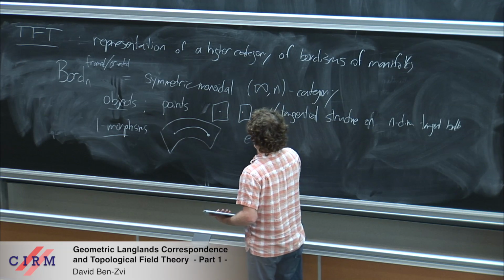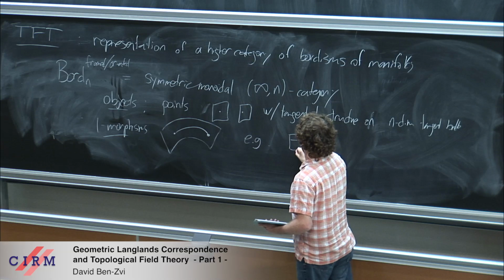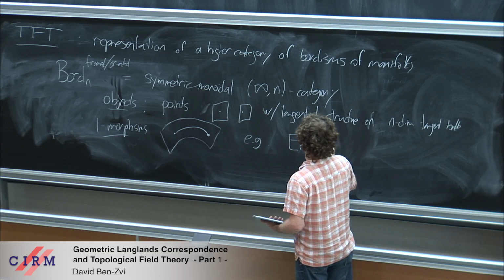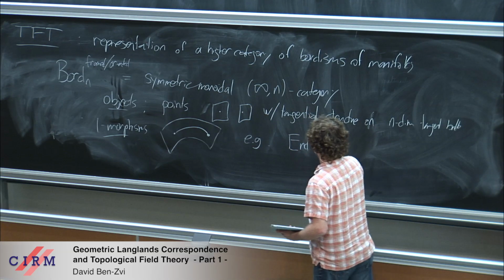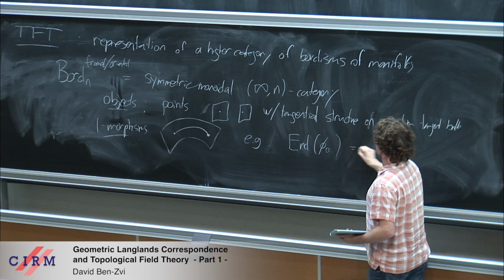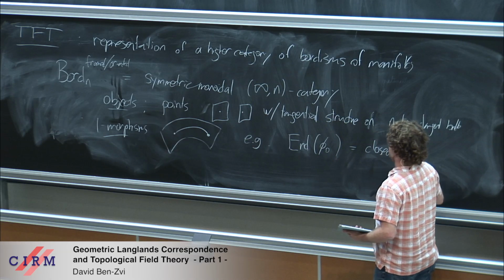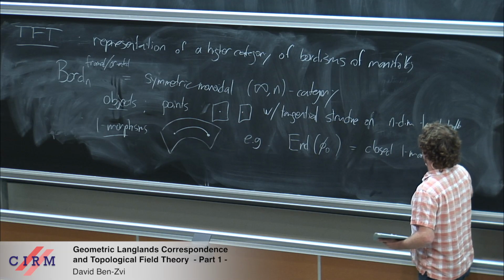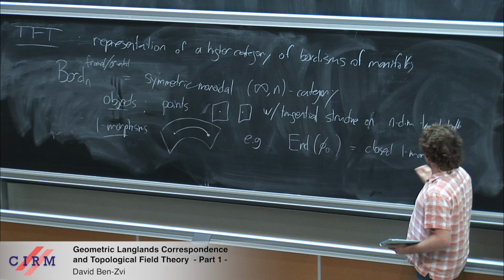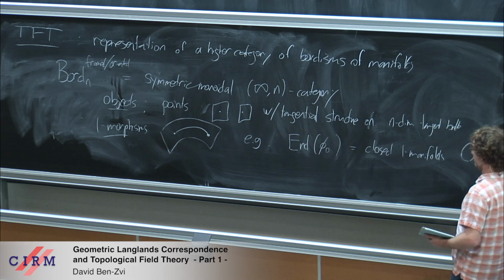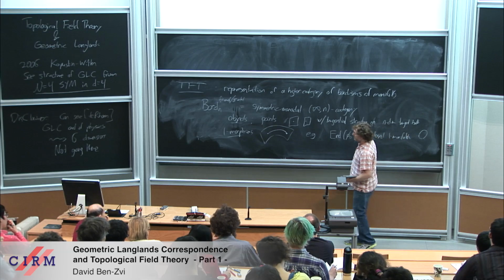So for example, if I look at endomorphisms of the empty zero manifold, these are going to be closed one manifolds. So inside I have closed one manifolds with whatever structure appearing as maps from the empty zero manifold to the empty zero manifold.